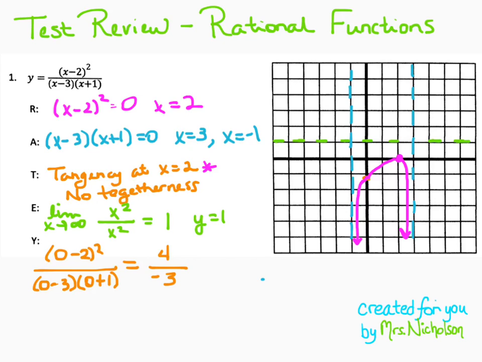So now I need to draw 2 more pieces on the outsides of these asymptotes here. And I remember back from my T that we have no togetherness. And so what that means is if this part of the graph is going down, then on the other side of that asymptote, we have to be going up. And same thing is true on the other side of x equals 3. On the left side, the graph is going down, so on the right side, the graph has to be going up.